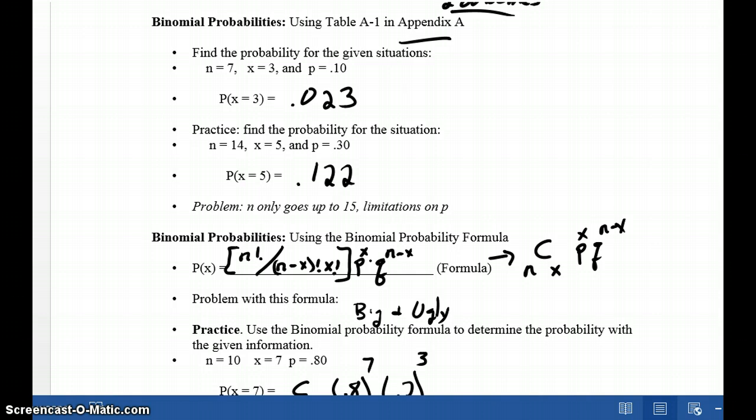The problem with using this chart is that n only goes up to 15. So if you have more than 15 trials, this chart in the back of your book is kind of useless. And you have some limitations on p. They only give you rounded percents, so you don't see 53% or 47% across the top. So there are some limitations on that chart, but it is useful in some situations.